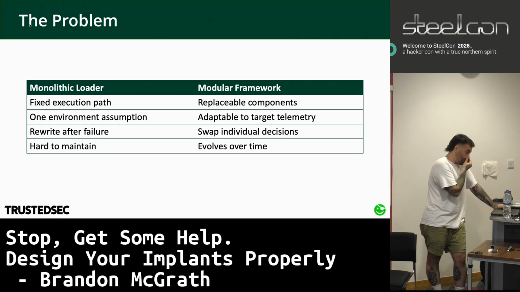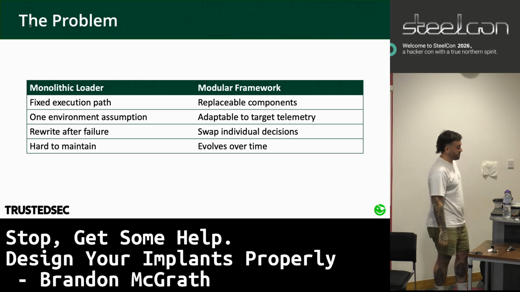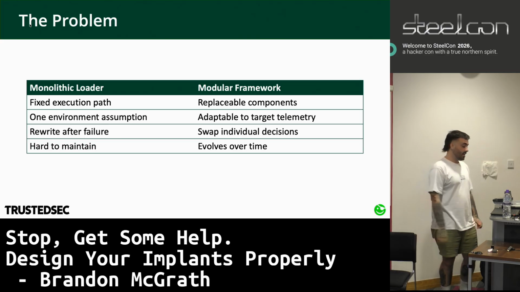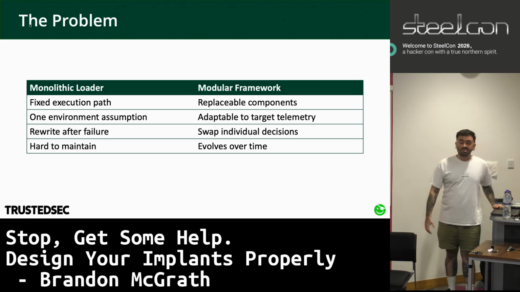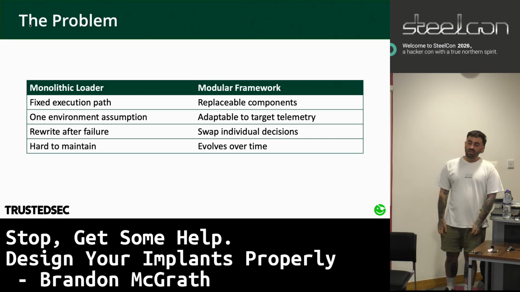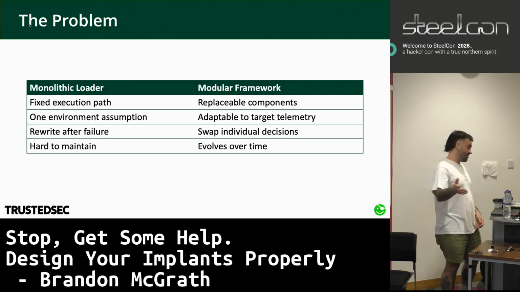So the monolithic loader has a few issues. As I said, the fixed execution path, the one environment assumption, you rewrite on failure. It's really hard to maintain, especially if you start cramming in different mechanisms for different things, and you start having to write abstraction functions to do all this stuff. It becomes a nightmare.